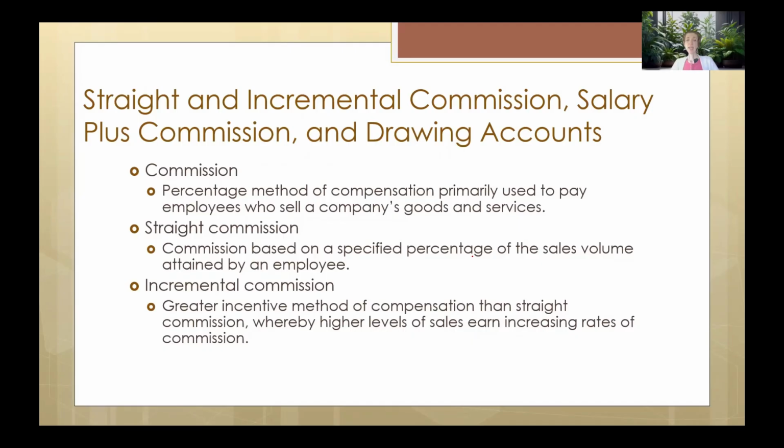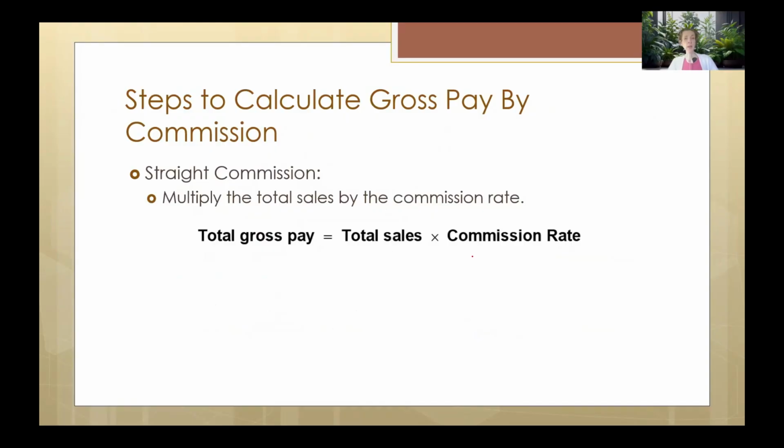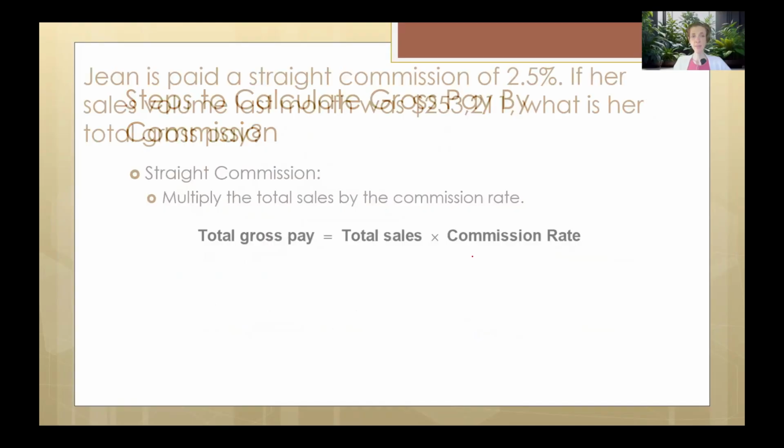Incremental commission is a greater incentive method of compensation than straight commission, whereby higher levels of sales earn increasing rates of commission. So in order to calculate straight commission, we're going to take the total sales times the commission rate.